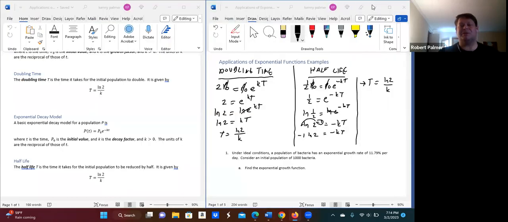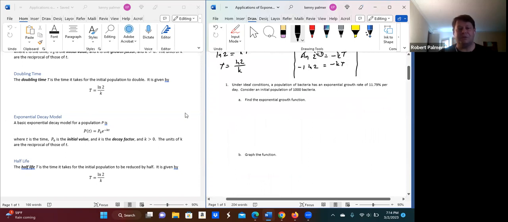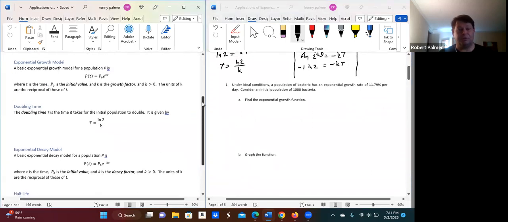Let's go back. Let's take a look at some examples. So first, let's look at exponential growth. Under ideal conditions, a population of bacteria has an exponential growth rate of 11.9% per day. Consider the initial population of 1,000 bacteria. The first is find the exponential growth function. So what we need to find then, we want to make our function look like this. So what we need then are P0 and our K.